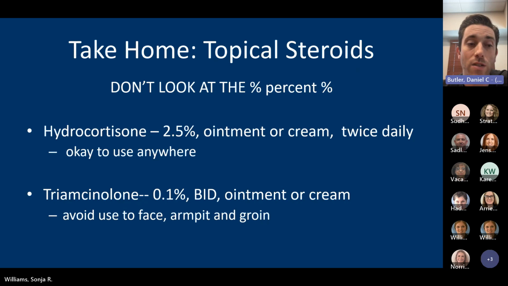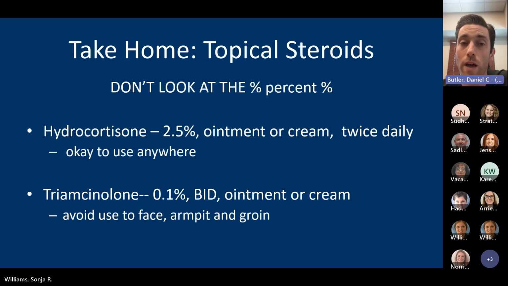And then the next one that should be a go-to is your mid-potent topical steroid, which is your triamcinolone. Triamcinolone also comes in a tub, which is a great benefit, so you get a lot of volume for it. And it comes in both creams and ointments, as does hydrocortisone, so you can use that to your advantage in hydrating as well. This one's a little too strong for some of those sensitive areas, which is why it pairs well with hydrocortisone. So we don't want this one used on the face, the armpit, or the groin, at least not for extended periods of time. But these are the two that I recommend.